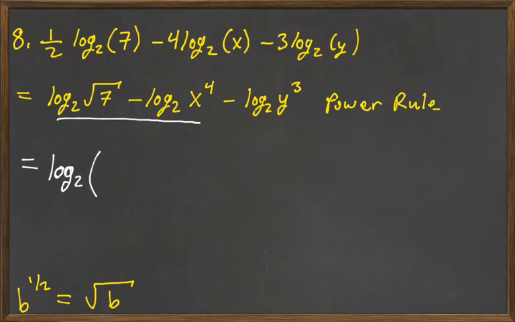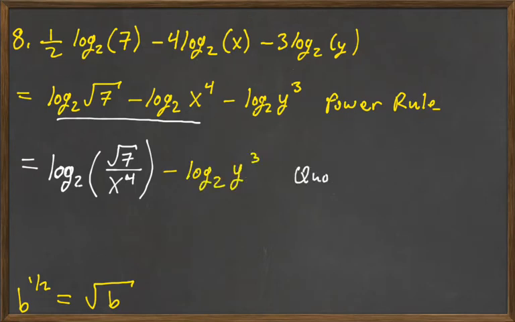And then we're going to go ahead and combine only the first two. Now, if you get good at this, you can do pretty much the whole problem in one step, or you can skip a little bit. Here we're going to be more thorough. So this is going to be log base 2. We're going to use the quotient rule because we're subtracting logs of the same base. So that'll be the square root of 7 over x to the fourth, and then minus log base 2 of y to the third, and that was using our quotient rule.